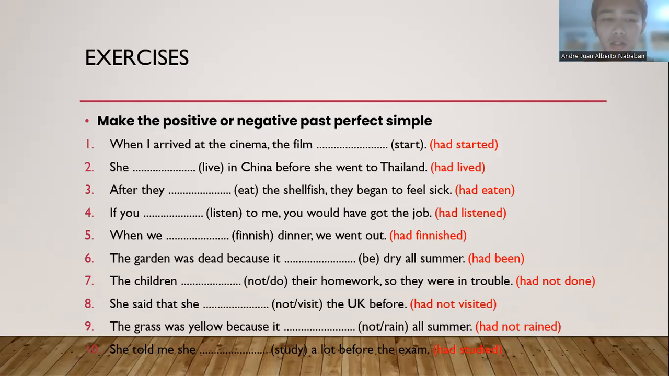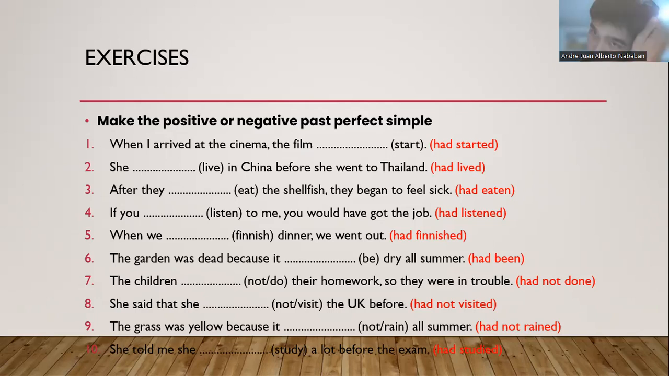Number 7, the children blah blah blah not do their homework, so they were in trouble. In the past perfect tense, we need the past auxiliary verb from have or has, which is had, and we transform do to done, and the not stays as not. So the sentence becomes, the children had not done their homework, so they were in trouble.